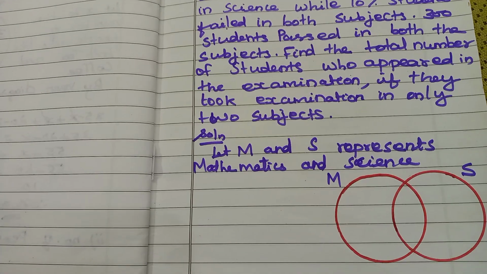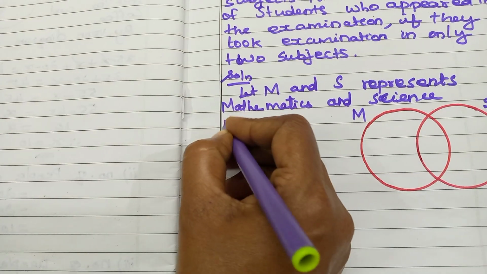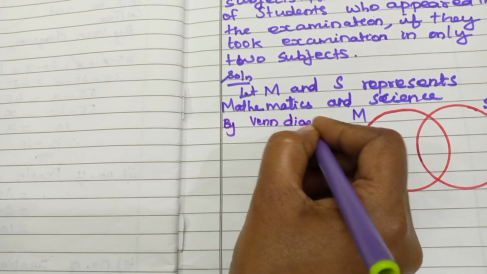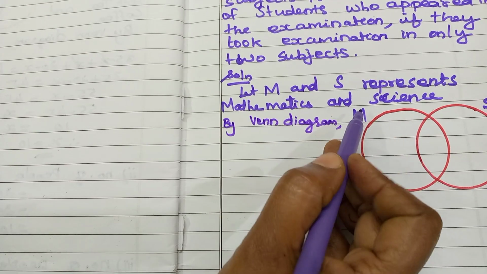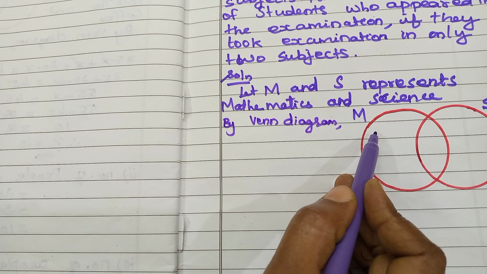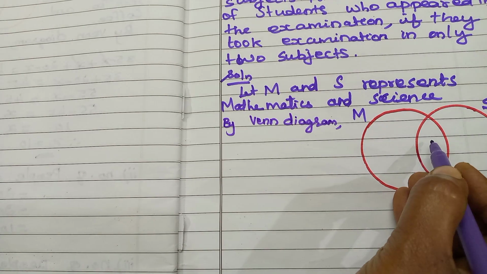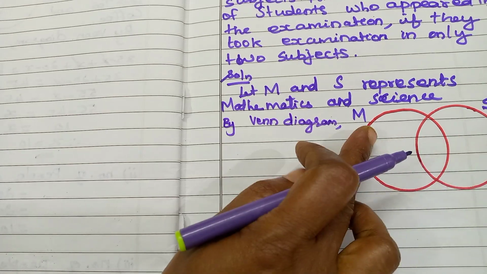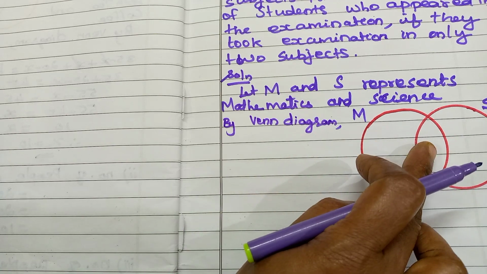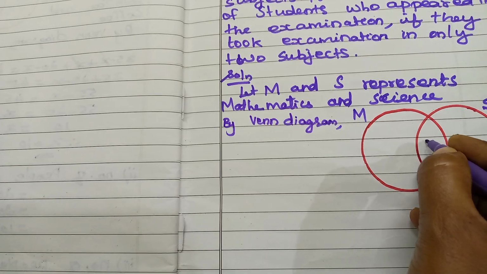Very simply using Venn diagram we can find out. By Venn diagram, so here M, this is science. How many of them passed? 50 of them passed. Here 70% of them passed. Here 10 of them failed. So here also we have to write how many of them failed. Understand why? The intersection part is given as failed students. Clear? So here 10 of them failed.